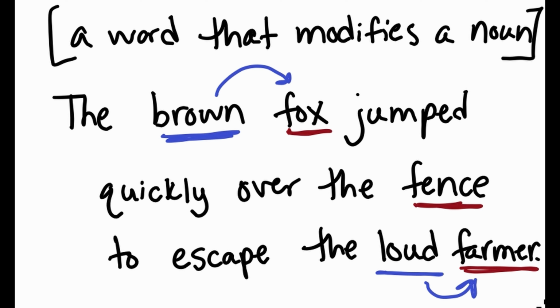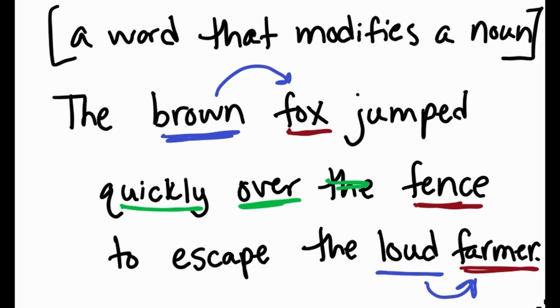No. Think. What is quickly modifying? And in fact, what is over modifying? Is it really modifying the fence? We can have the brown fox. We can have the loud farmer. Can we have the over fence?